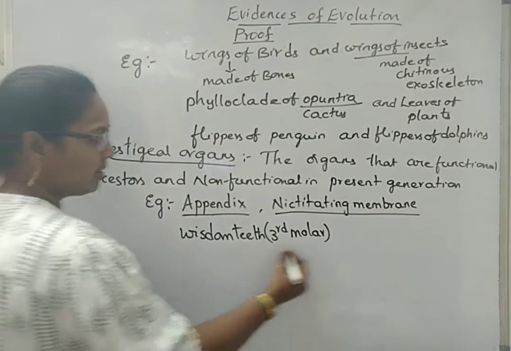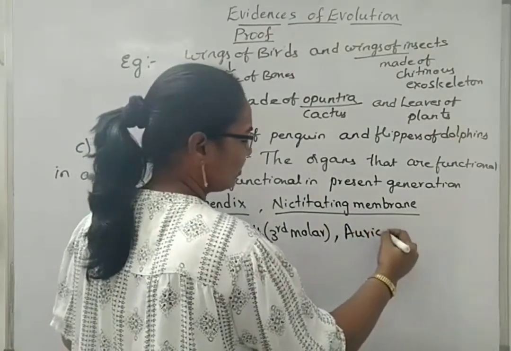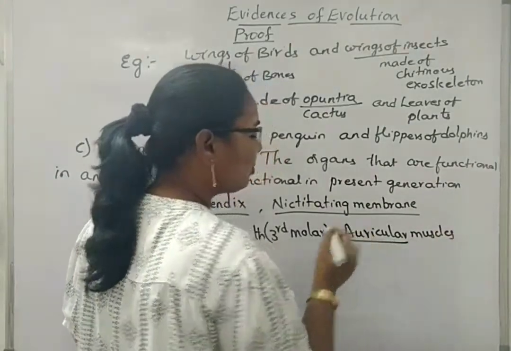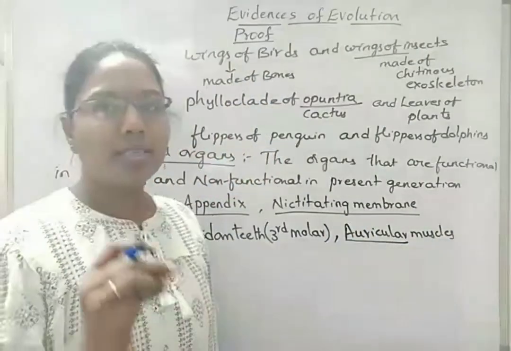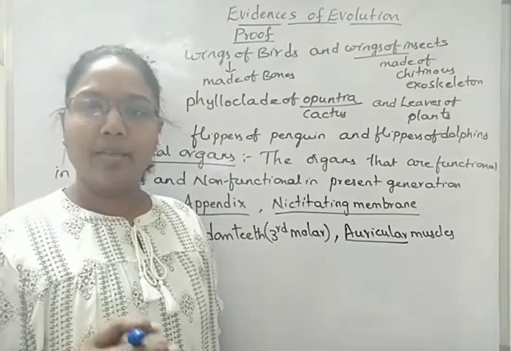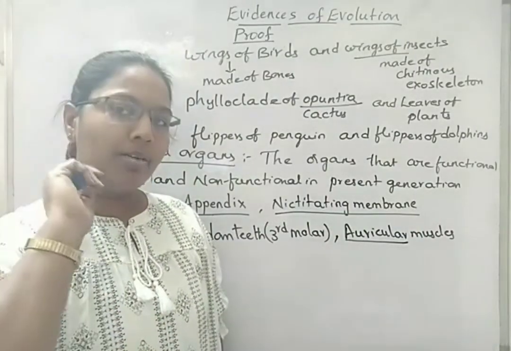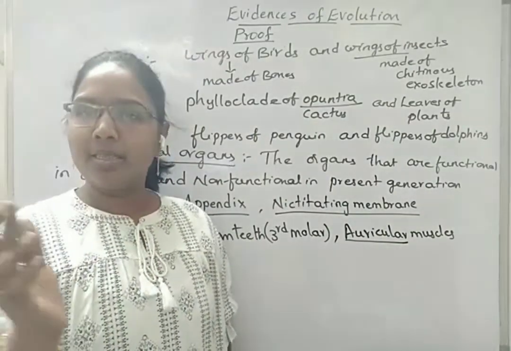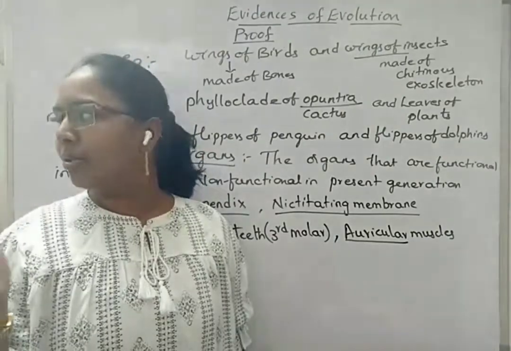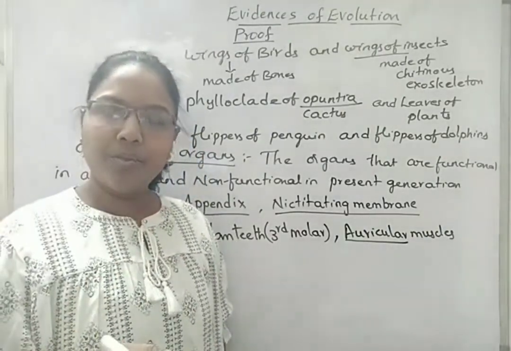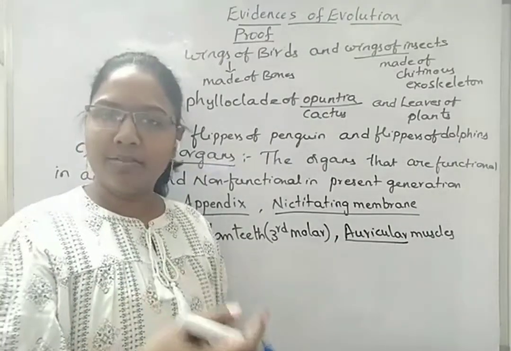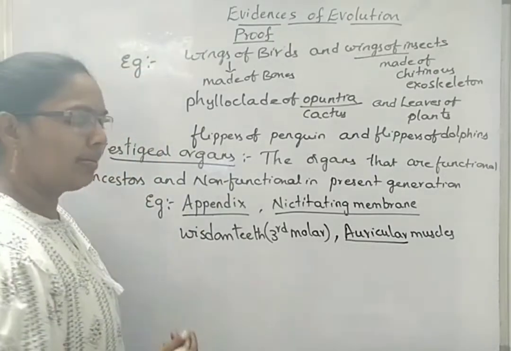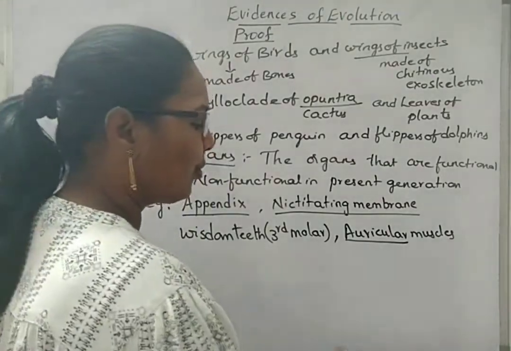Another one is auricular muscles. These muscles are used to move the ear towards the direction of sound. But we human beings have a very flexible neck that we can move on either side. If a sound is coming from right side, we can move our neck to right side. So, in course of evolution, the human body felt that there is no need of auricular muscles. So, these also became vestigial organs in case of human beings.